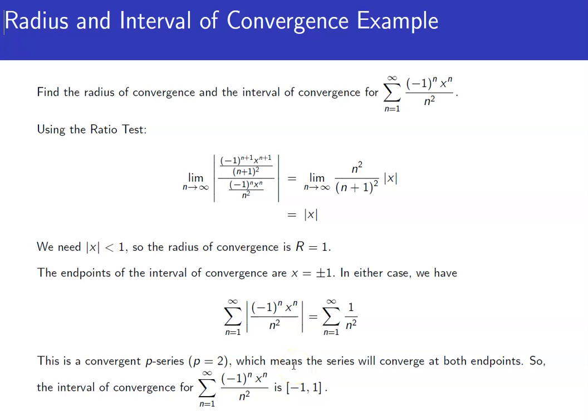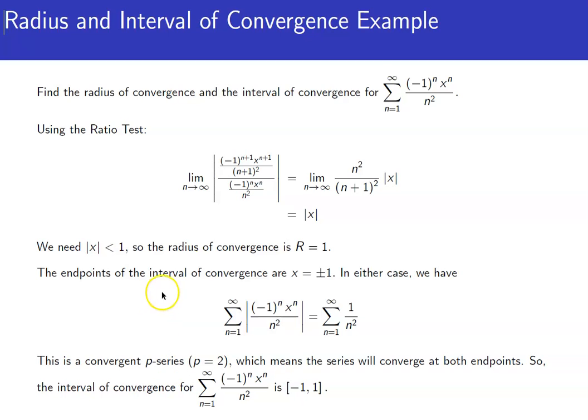In this video, we're going to look at an example of computing the radius and interval of convergence of a power series. In this problem, we've got the power series, the sum from n equals 1 to infinity of negative 1 to the n, x to the n over n squared, and we're being asked to find the radius of convergence and the interval of convergence. So, we can start this off using the ratio test.